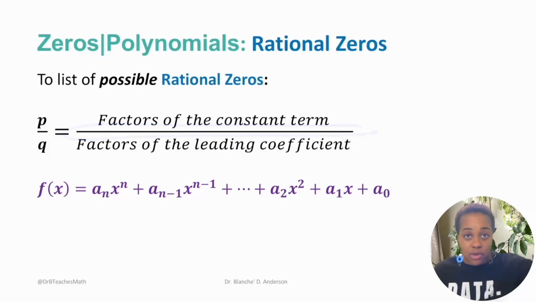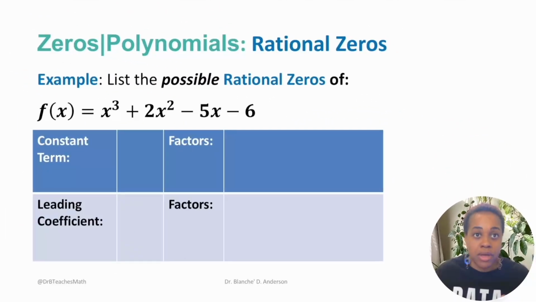So you're dividing those numbers on the top by every number on the bottom. Every number on top will be divided by every number on the bottom. Let's look at this one, for example. We have x cubed plus 2x squared minus 5x minus 6. List the possible rational zeros, meaning what are the possible rational zeros for this?